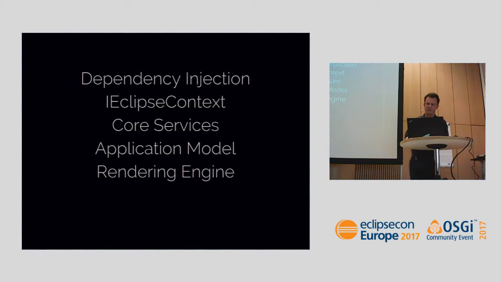Then we have the core services and application model. Both things are the same as in RCP. Then a rendering engine. That's a little bit different. It's an RWT, RAP-based rendering engine. And the last building block of E4 is the declarative styling.